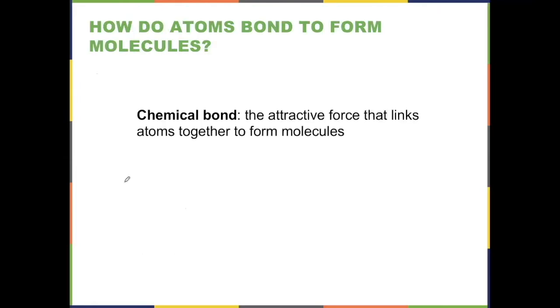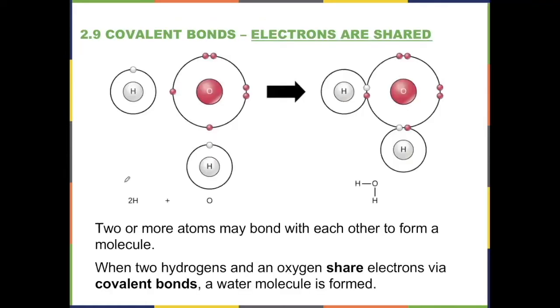Now, we mentioned that the electrons are redistributing themselves. Well, what does that actually do to the atoms as a whole? What it does is it tends to form what are called chemical bonds, which are the attractive force that links atoms together to form molecules. So here's an example, the formation of water.